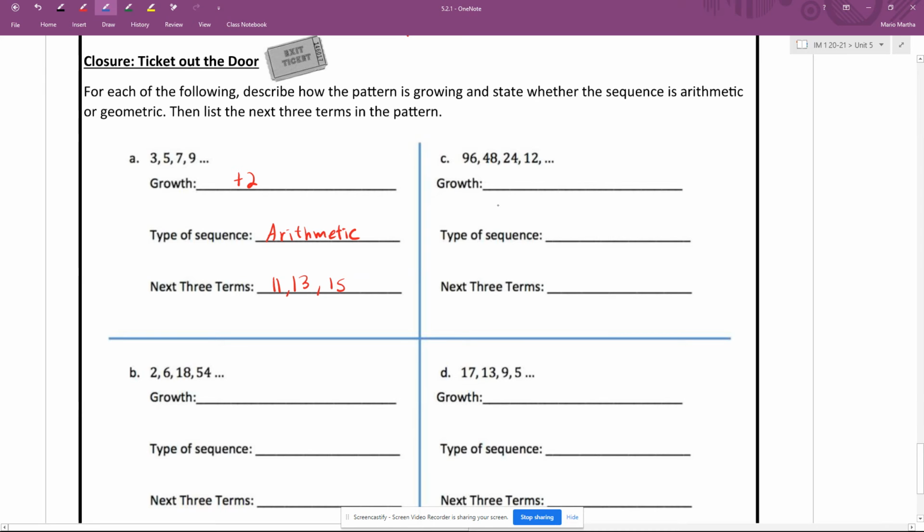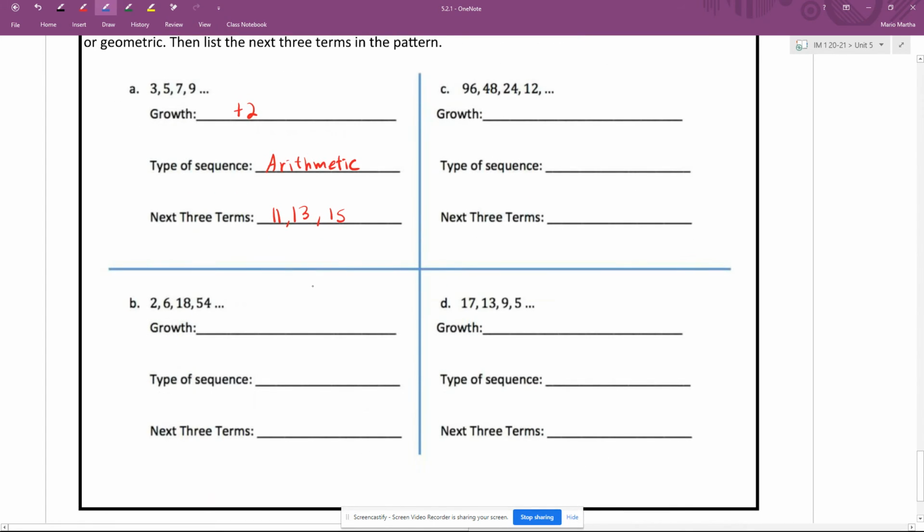And then for B down here, we have 2, 6, 18, 54. So the growth here is by multiplying by 3. So therefore, the type of sequence this is, is a geometric sequence, right? The one that grows by multiplying. And the next 3 terms, if I multiply 3 times 54, I get 162. 3 times 162 would be 486. And then 3 times 486 would be 1458.